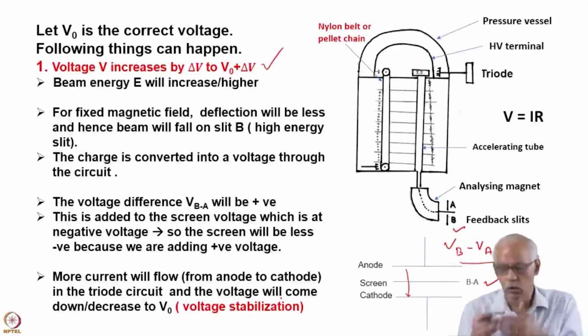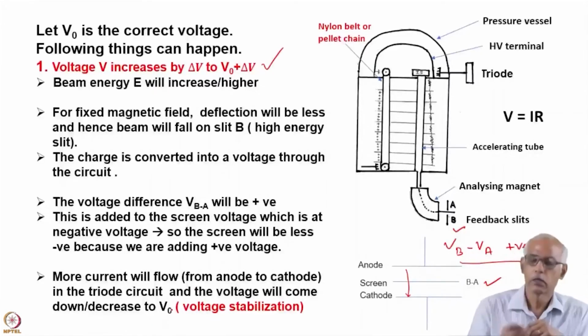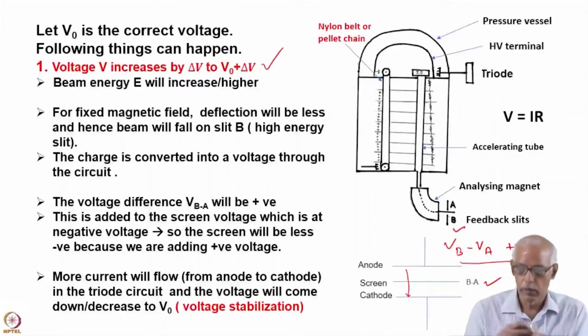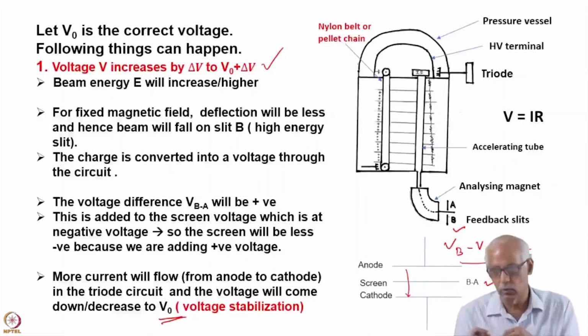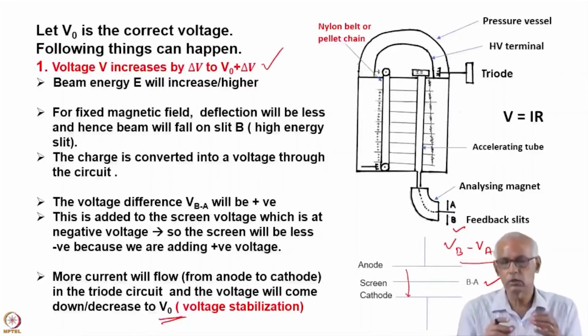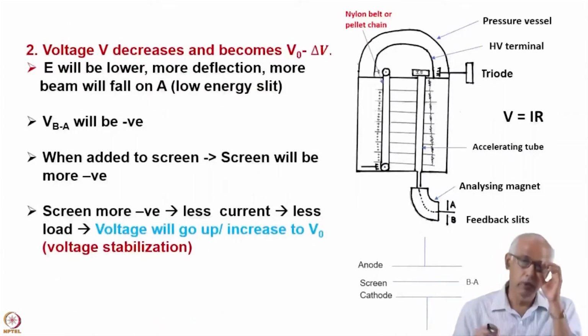That means there is more load in the triode circuit, and the voltage will come down or decrease to the V value. You can adjust the parameters in such a way that it exactly matches and the voltage will come down and become V naught again. And that is what we wanted. So this is called voltage stabilization. So this is one situation when the voltage has increased.